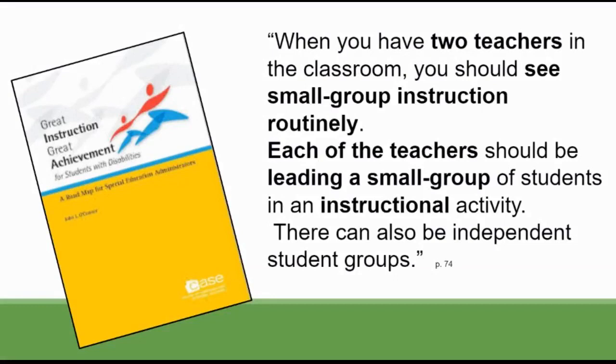John O'Connor says it best when he said in his book, Great Instruction and Great Achievement, that when you walk into a classroom and there are 2 teachers within that classroom, you should see small group instruction routinely, that 2 teachers should be actively engaged with students in an instructional activity, that we're leading the small group. There cannot be other things going on. There could be small independent work, but what we're looking for in a co-teaching classroom is that the teachers are working with students.